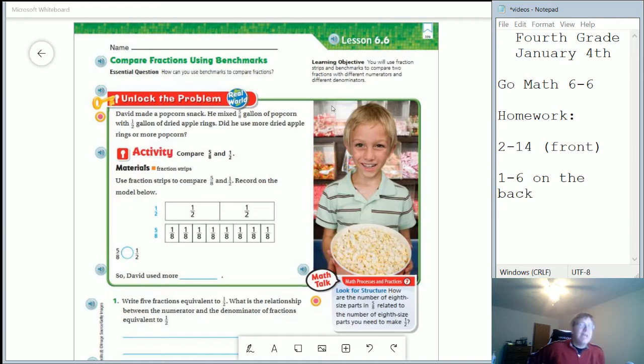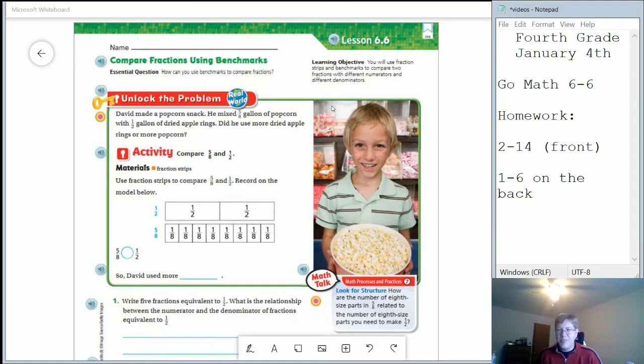So we are comparing fractions using benchmarks. So benchmarks are going to be fractions such as 1/2, 1/4, maybe even 1/8, but we're usually talking about working with quarters and halves and maybe thirds. Really simple fractions. We are going to be working with fraction strips.